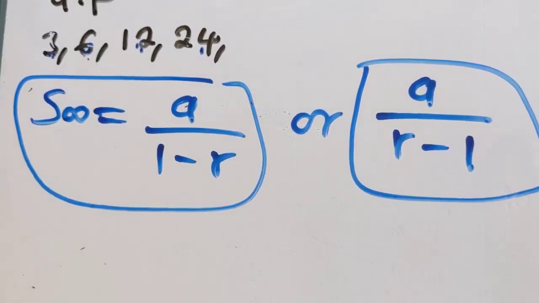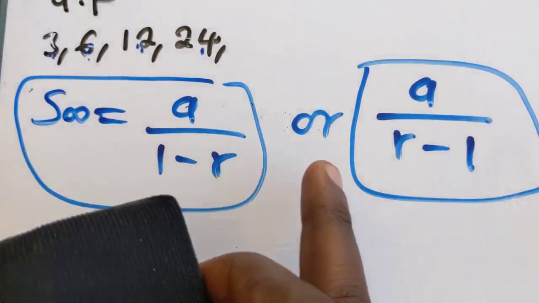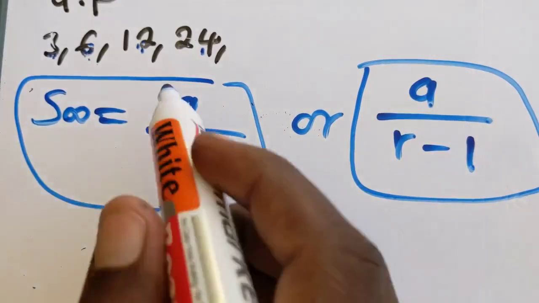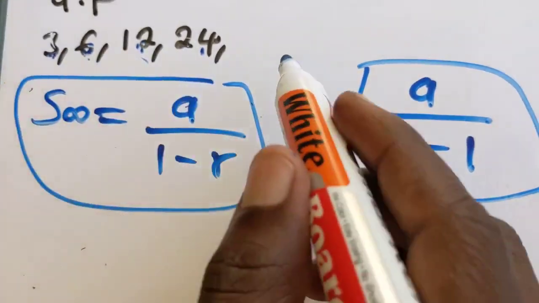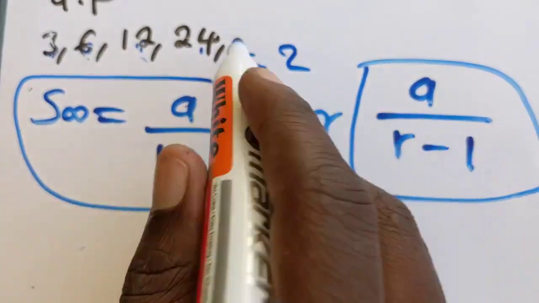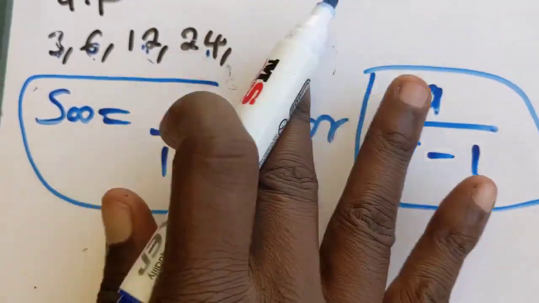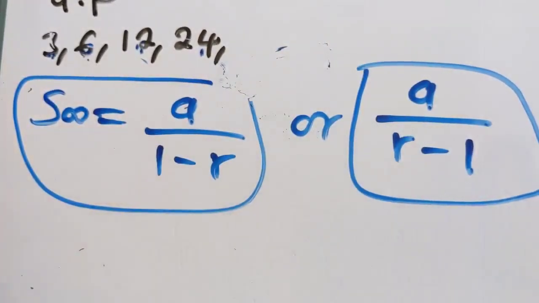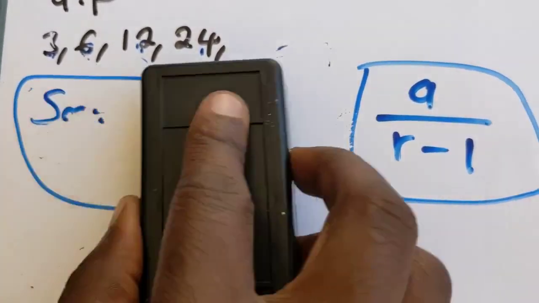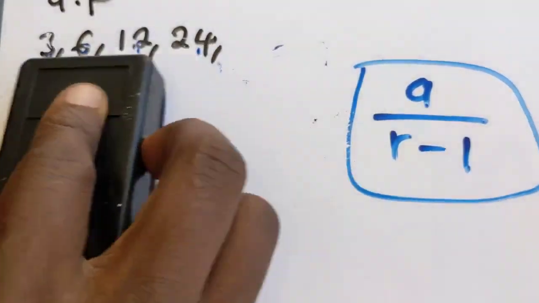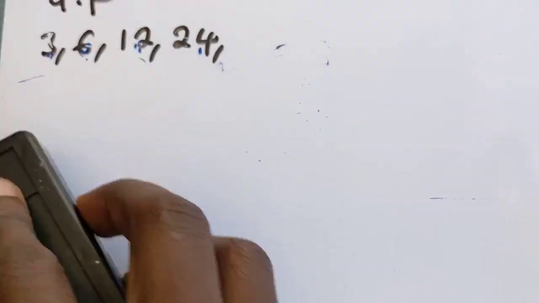So the common ratio that we have here, what is it? It is greater than 1, because the common ratio that we have in this sequence is 2. That is our common ratio. So we are supposed to use this formula to find the sum to infinity.